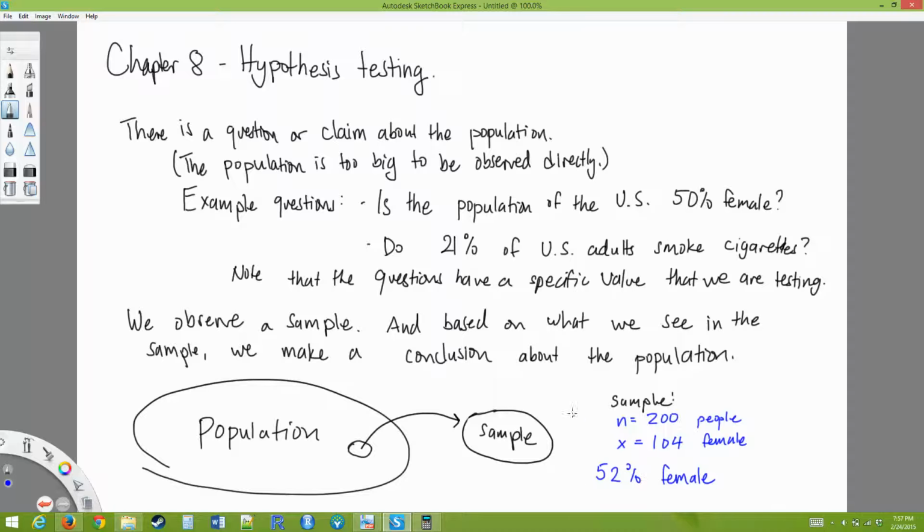So this is a random sample that should be representative of the United States, remember that. And in our random sample, we observe 52% female. Does that mean the population of the U.S. is not 50% female? What do you guys think? When you say it's not 50% female, you mean not exactly 50%? Yeah, exactly 50% female.